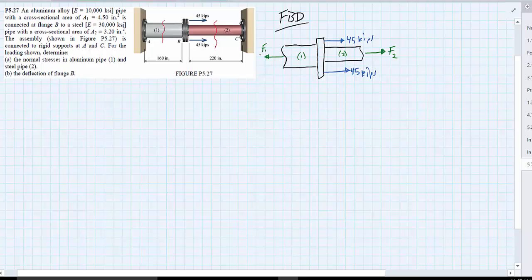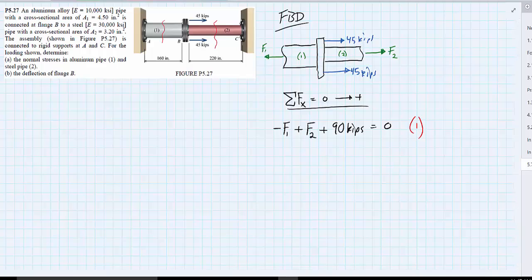So what we can do is sum the forces in the x direction equaling 0, with that being my positive. We can then say negative F1 plus F2 plus 90 kips equals 0, right? So that's what we can identify as equation 1.